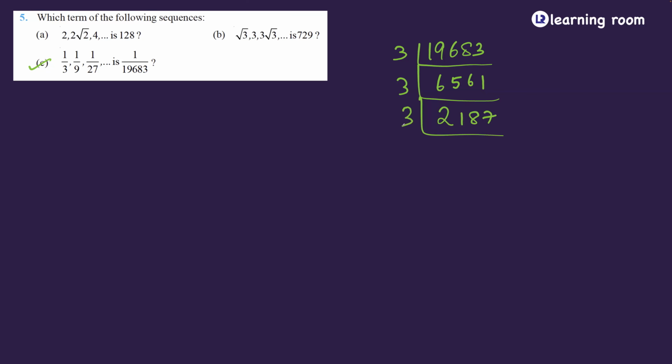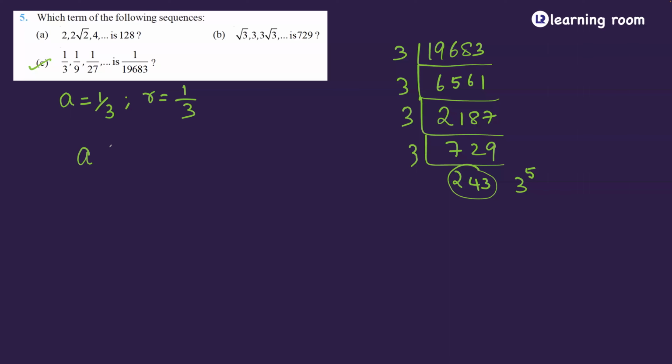So divide by 3, how much is it supposed to come out as? 729. Again by 3, it is 243. We know that 243 is already 3 power 5. So 5, 6, 7, 8, 9. So it should be 3 power 9. Right. So a will be equal to 1 by 3. r is equal to how much? 1 by 3 only. r is also 1 by 3. So what will you have? a times r to the power n minus 1 is equal to 1 by 19683, which is going to be 1 divided by 3 power 9.